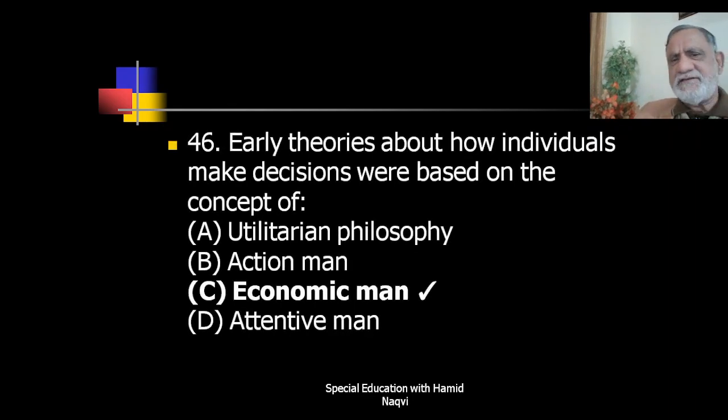Next is early theories about how individuals make decisions were based on the concept of utilitarian philosophy, action man, economic man, or attentive. And the third one, that is economic man, is correct. This MCQ is from management section.